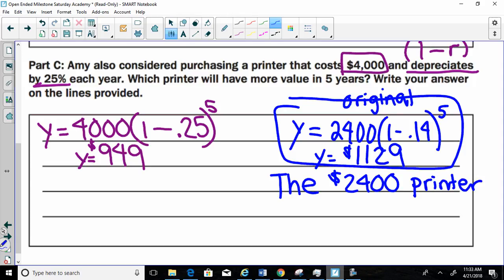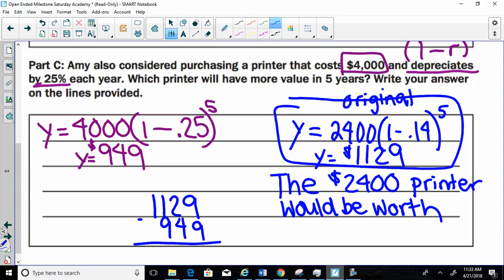You can even add in how much more it would be worth. How do we figure out how much more it's worth? What is 1,129 minus 9? What's 9 minus 9? 0. Carry the 1. What's 12 minus 4? 10 minus 1. Or 10 minus 9? 1. So it would be worth $180 more.